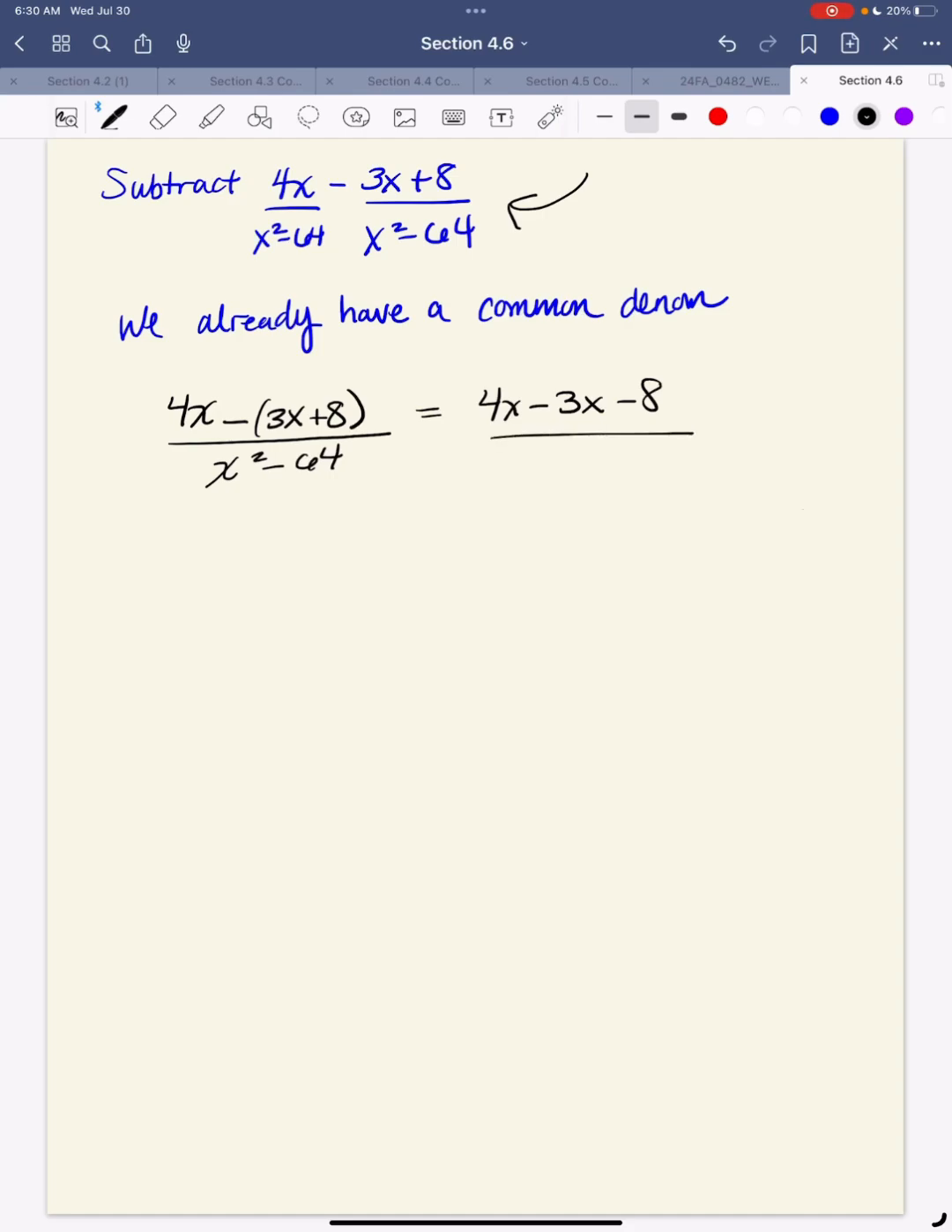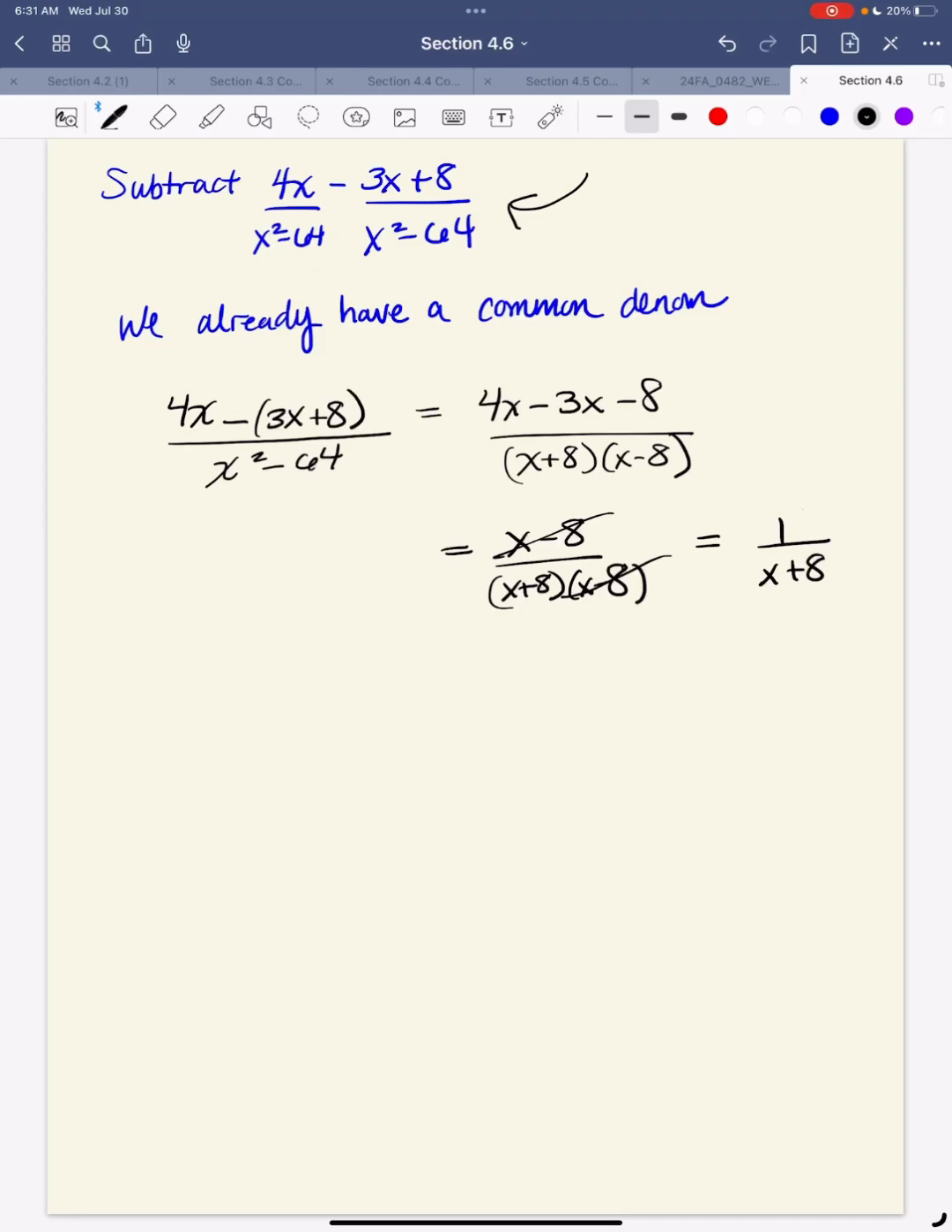Now that denominator is just a difference of squares. X plus 8, x minus 8. And factoring that into the difference of squares will allow me to see if I can cancel any factors. And when I clean up that numerator, which is just x minus 8, because 4x minus 3x is x, I do see that I will be able to cancel a factor of x minus 8. So this will cancel, and we will be left with just 1 over x plus 8.